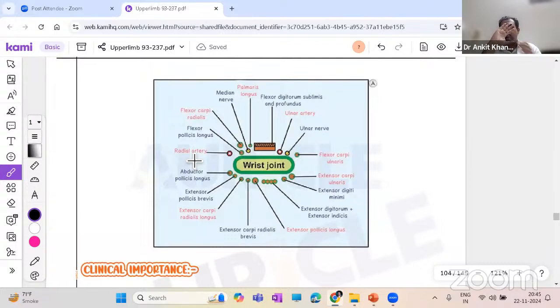Now, some of you might think that okay, the hand is going towards the axis of the body, so it is adduction. No. In the anatomical position, the thumb is on the lateral side. So this is actually abduction. Towards the little finger, this is adduction. And this movement you can combine, you can say it is circumduction.